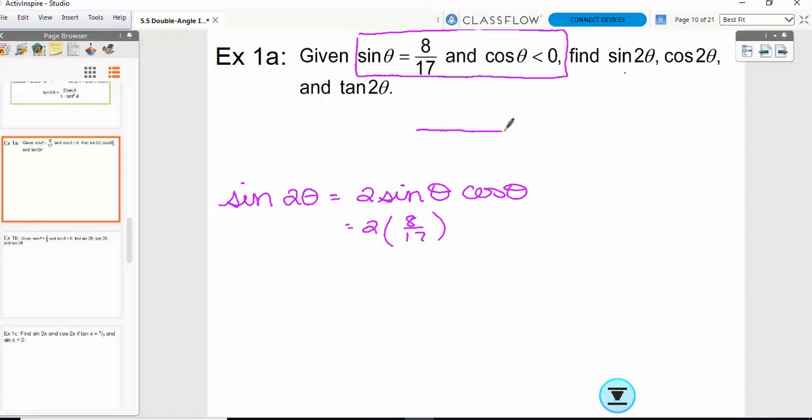We've done this a few different ways. I think the most popular way was drawing triangles. Sine is positive, so that means it's either quadrant 1 or 2. But cosine is negative, so which quadrant are we in? Quadrant 2. So if you drew your triangle in quadrant 2, think back to SOHCAHTOA. Sine is opposite over hypotenuse. So this side would be 8, this side would be 17. How would I find my third side?